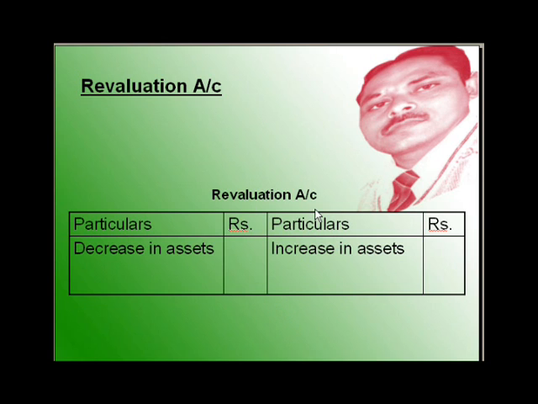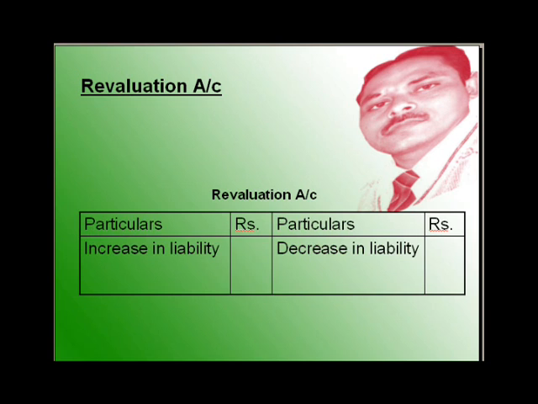In preparing the revaluation account, you must know that an increase in assets will take place on the credit side and a decrease in assets will take place on the debit side. You must know only the increase in assets, and everything else is the opposite. Increase in assets, credit side. Increase in liability will be debit side, and decrease in liability will be credit side. Decrease in asset, debit side.